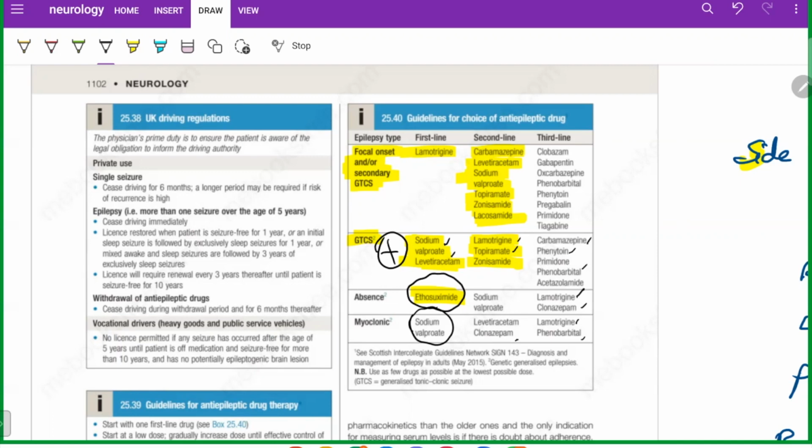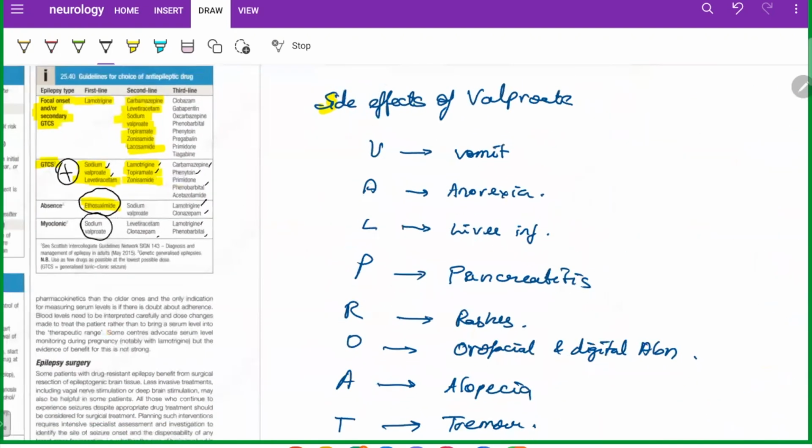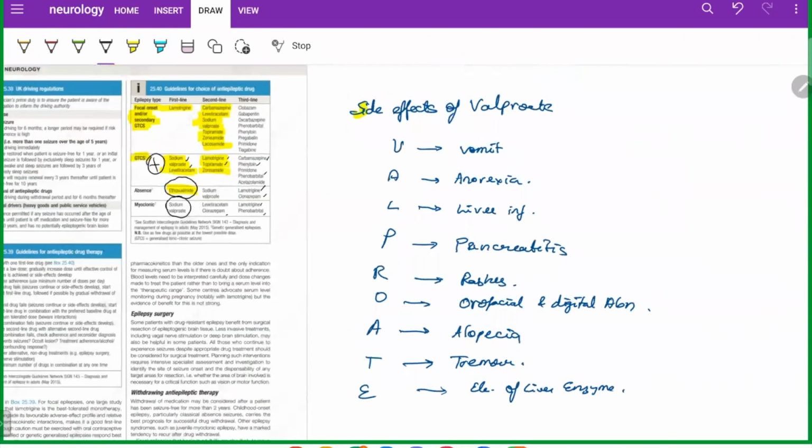Okay? So this is overall what it is. And for this, in 1-2 marks or one short note, they ask us the side effects of sodium valproate. If they ask you, just remember this mnemonic. V stands for vomiting, A stands for anorexia, L stands for liver inflammation, that is hepatitis, P stands for pancreatitis, R stands for rashes, O stands for orofacial and distal abnormalities, A stands for alopecia, T stands for tremor, E stands for elevation of your liver enzymes. Is it clear? So these are the valproate adverse side effects.